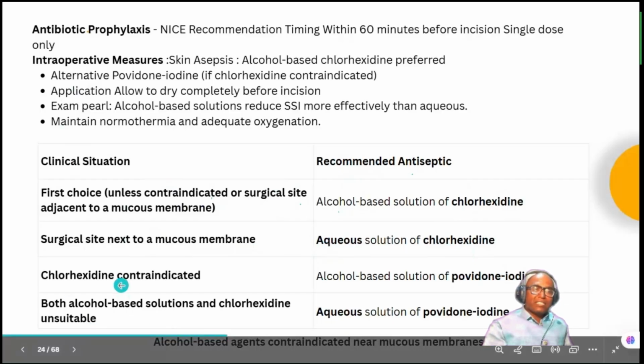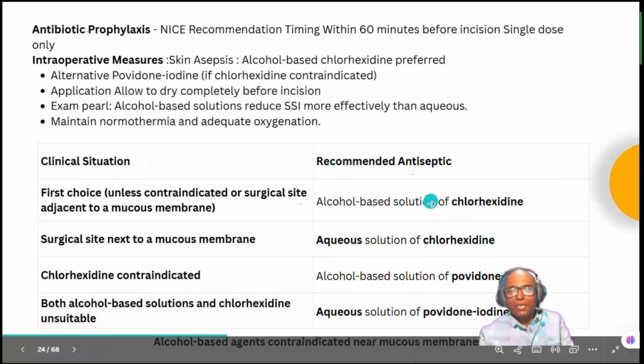If chlorhexidine is contraindicated, then you will go for alcohol based solution of povidone iodine. But if both alcohol based solutions and chlorhexidine are unsuitable, then you will go for aqueous solution of povidone iodine. Remember this particular sequence completely. Which will you choose? The first will always be alcohol based solution.